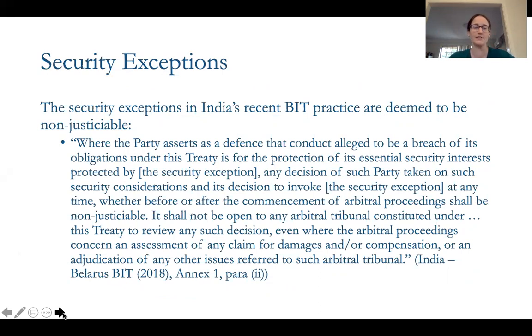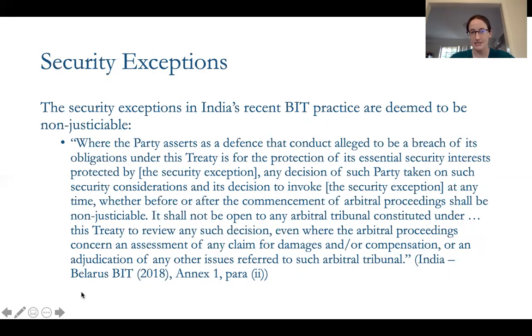And so I've put the text of one of these annexes up on the slides, and you can see it's quite strongly worded that if any state invokes this, whether or not it occurs before or after the commencement of arbitral proceedings, that invocation of the security exception is non-justiciable, and no arbitral tribunal can review any decision to use the security exception. So this is quite strongly worded, clearly on the part of India.